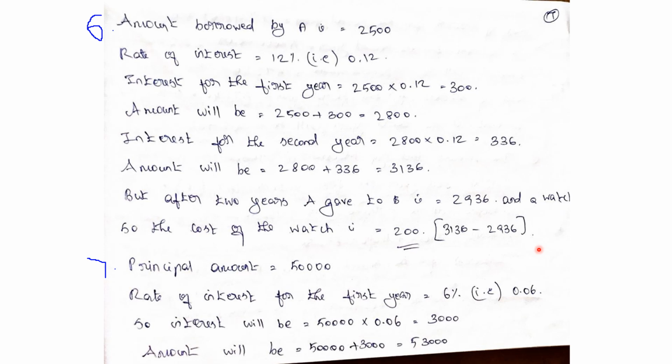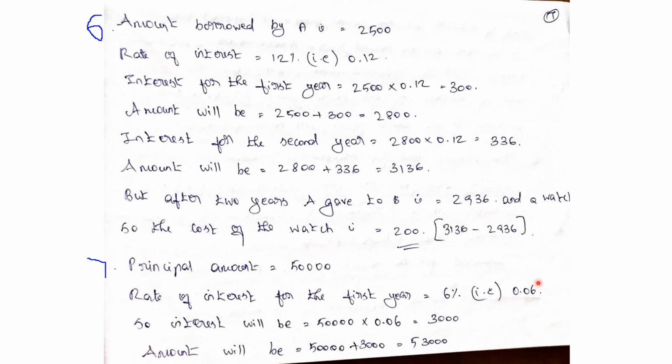How much will rupees 50,000 amount to in 3 years compounded yearly if the rate of interest for the successive years is 6%, 8% and 10% respectively? This is the usual sum. Okay. The principal amount is 50,000. Rate of interest 6%, that is 0.06.